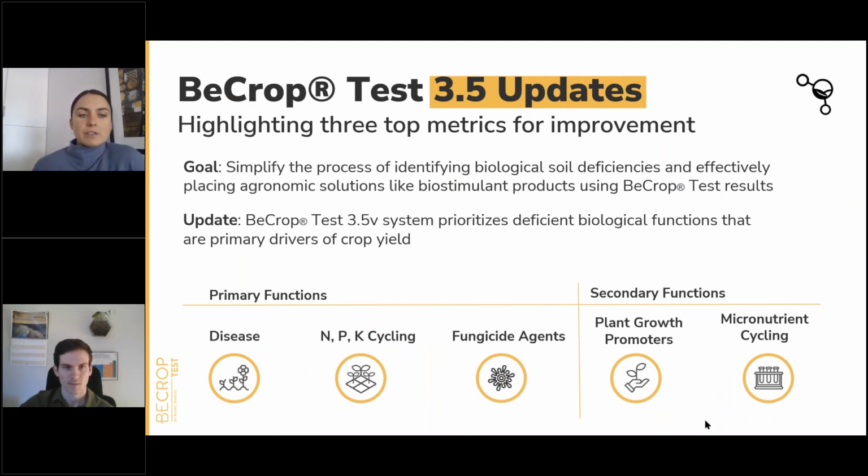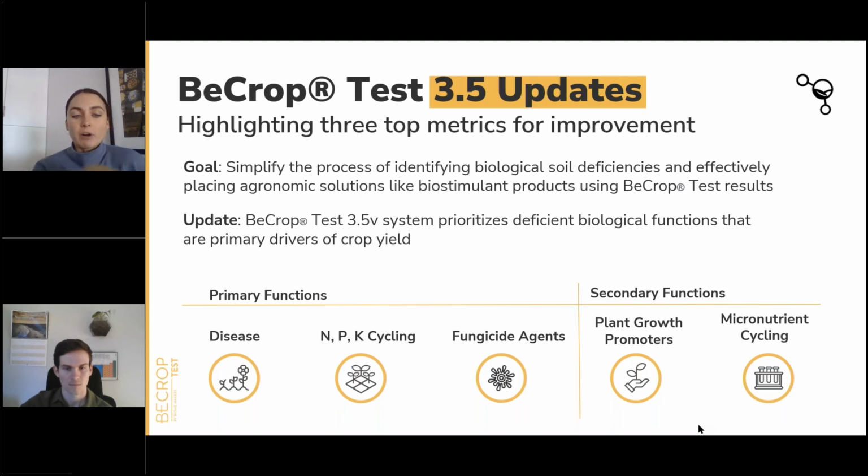So now we're going to dive into the updates here. And again, just to recap, the goal for this new update that we're releasing is to really simplify the process for identifying biological deficiencies and create more ease and efficiency around placing agronomic solutions like biostimulant products or other biologicals using the BeCrop test results. So the update is prioritizing deficient biological functions that are the primary drivers in plant yield.